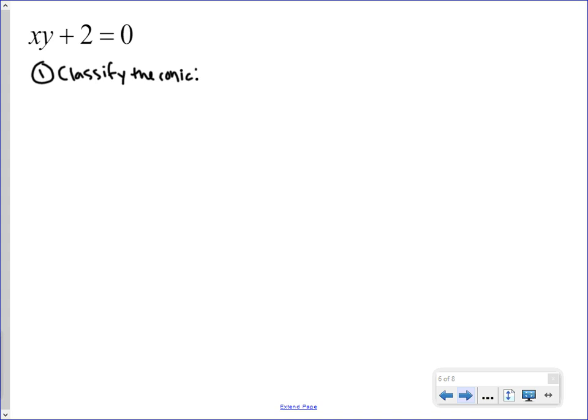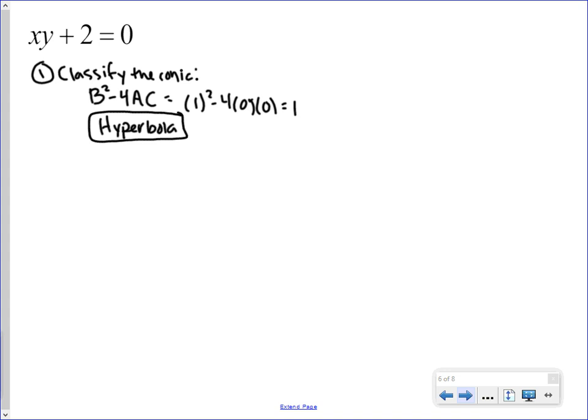Okay, so I'm going to do b squared minus 4ac. In this case, I only have a value for b of 1. A and c must be 0. So again, this is like that other example we did. This is a hyperbola. So I know at the very end of my work, I should have an equation that looks like the standard form of a hyperbola. An x squared and a y squared, there's a subtraction sign, one of them is negative, and it should be equal to 1. Step 2, find the angle of rotation.